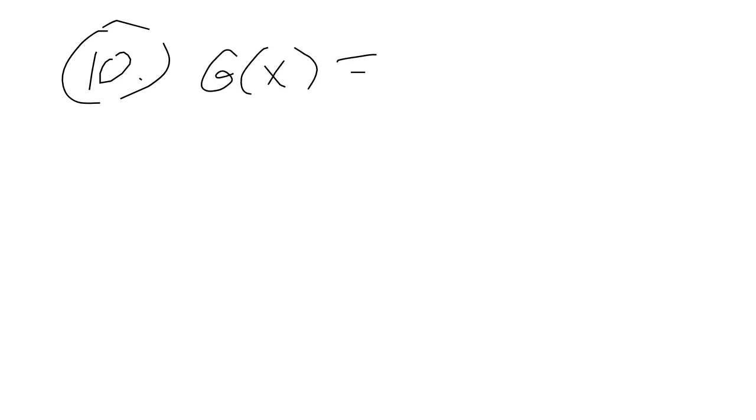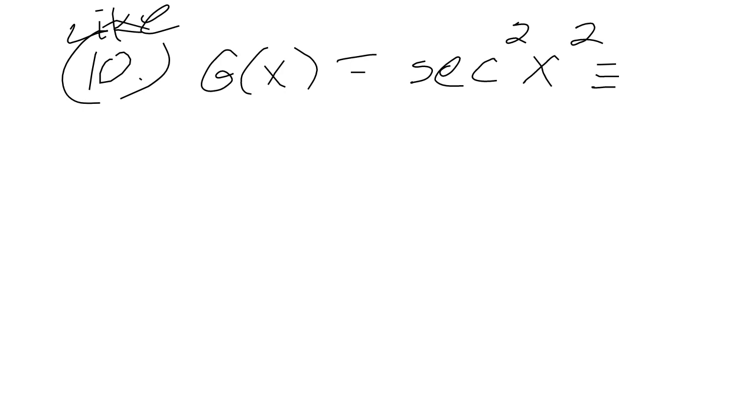I could do one like number 10, but change it. Let me do that. So here I got capital G of x equals, well, this is secant squared of x, but I'm just going to say it's like number 10 because it's not number 10, right? So it's secant squared x squared. So we can do that. Now, if you were going to rewrite this, you would rewrite it as what quantity squared?